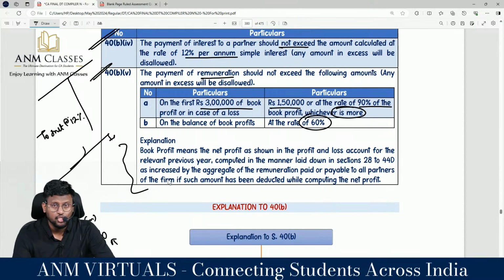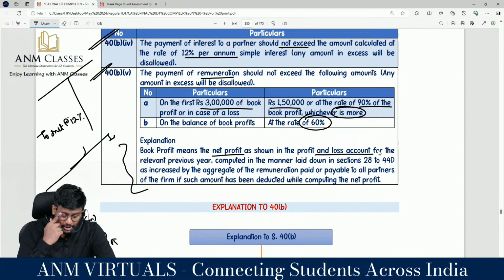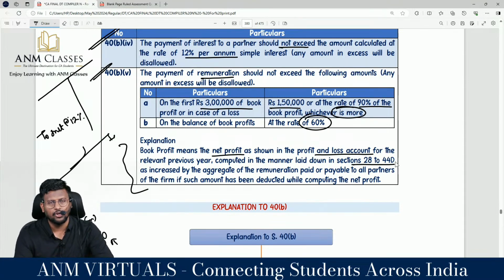We have already discussed book profit in 115JB, haven't we? Book profit means the net profit as per statement of P&L for the relevant previous year. That means net profit as per P&L account, computed in the manner laid down in sections 28 to 44D.